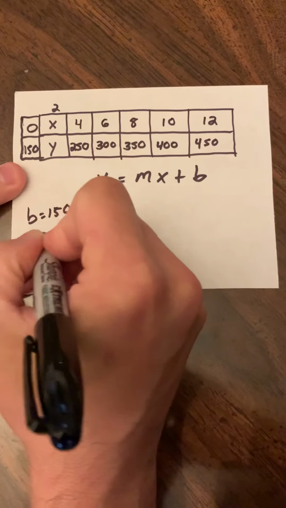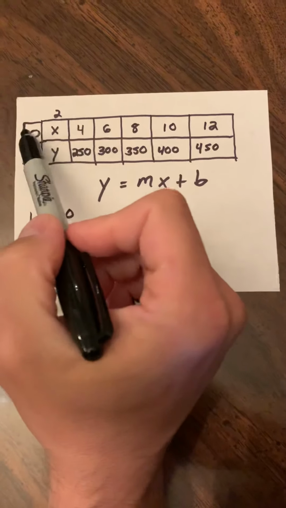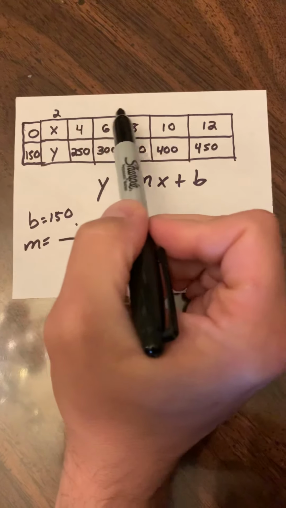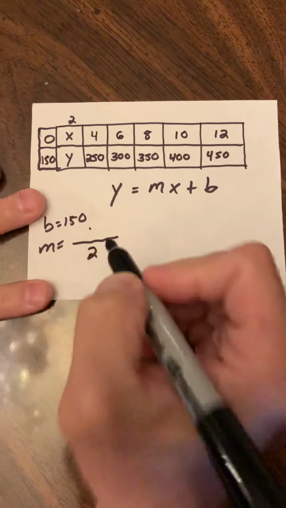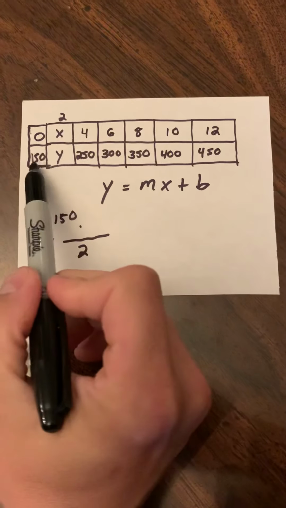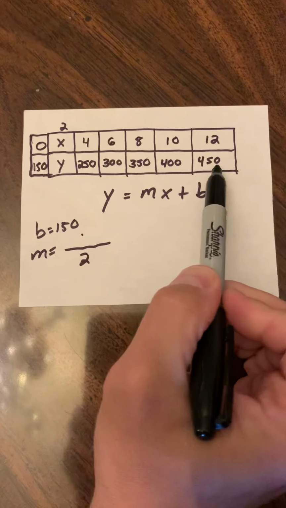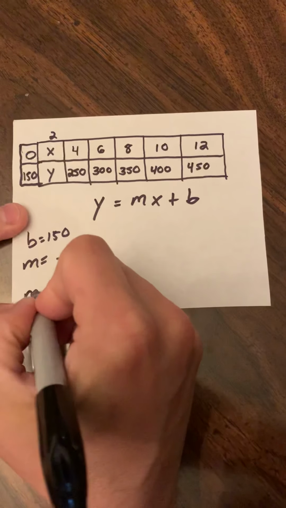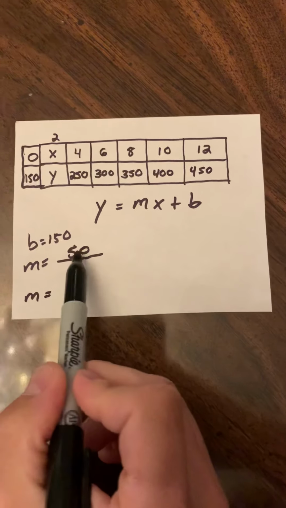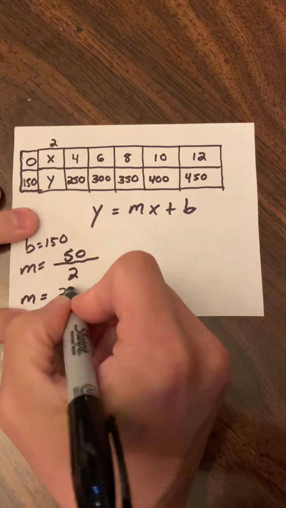Okay? Now we got to find our slope. It's always a ratio again, all right? How much is x going up by? X is going up by 2. That's called our change in x, all right? It looks like y is going up by how much each time? 50? Okay, so that means we divide those to find our slope. Our change in y divided by our change in x. 50 divided by 2 is 25.